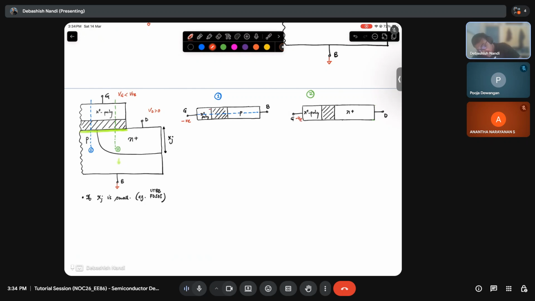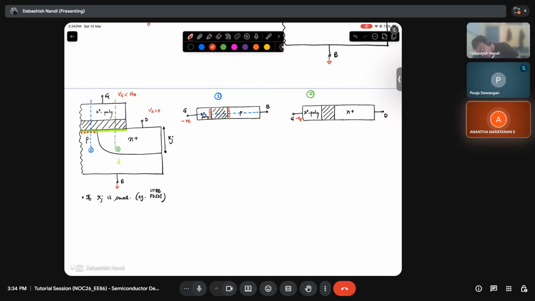So, there are negative charges. In a P-type semiconductor, what will be the positive charges you have? You have only holes, right? Because your dopant ions are negative, Na minus. So there will be holes in this region.